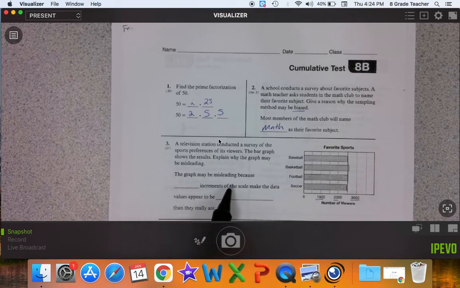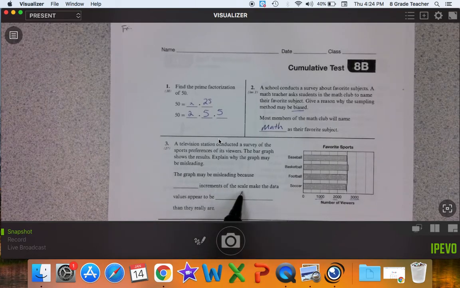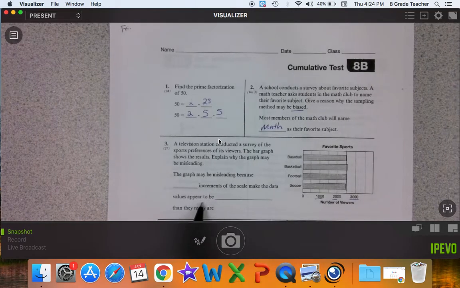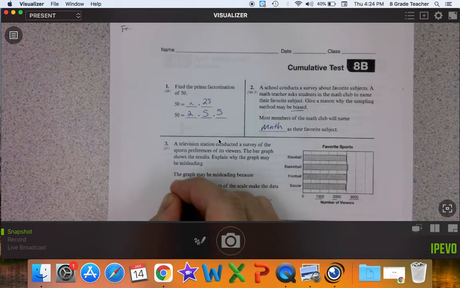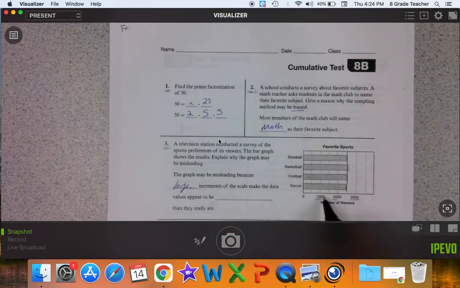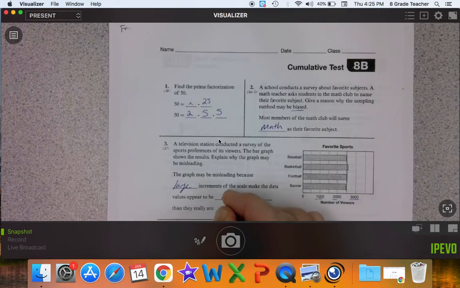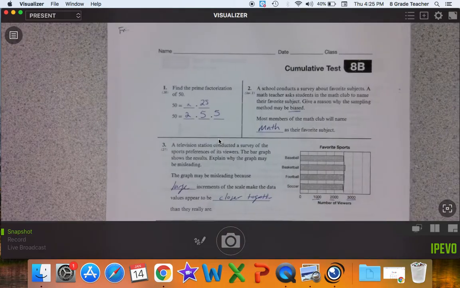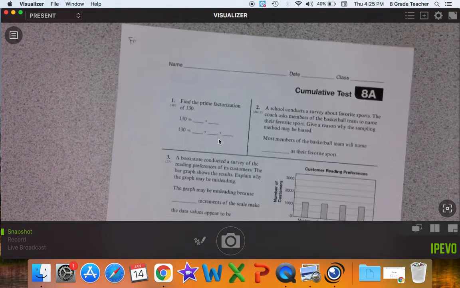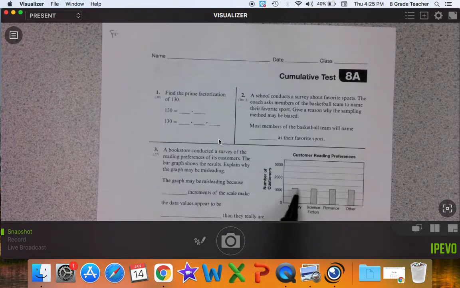So the graph may be misleading because large increments of the scale make the data values appear closer together than they really are. We've got large increments, over 1,000 increments in between, where those are the number of viewers. Those large increments make the values appear closer together than they really are. In number three here, you're looking at the misleading portion of the graph where those increments are and how that shows up.